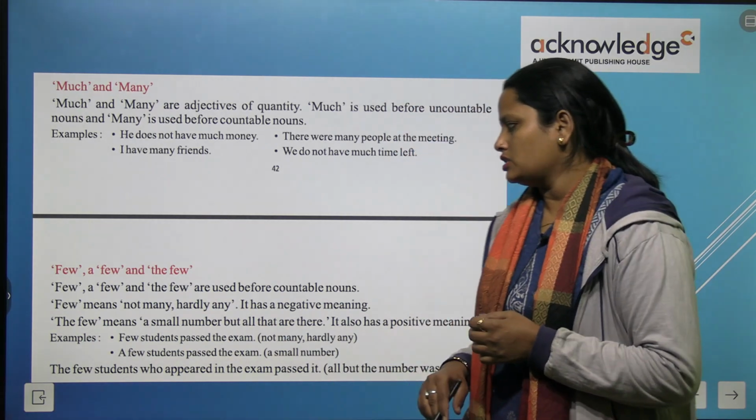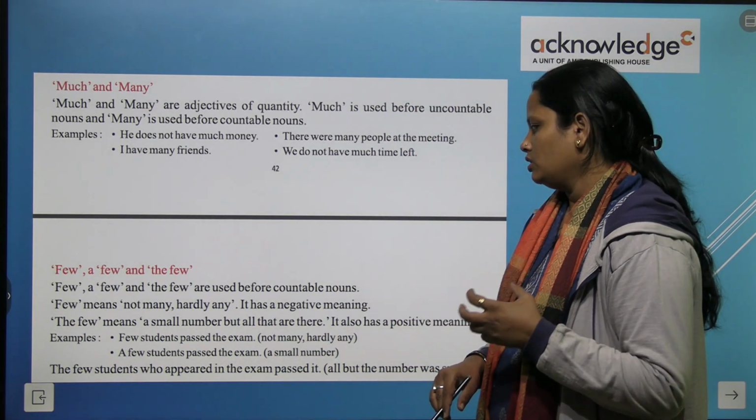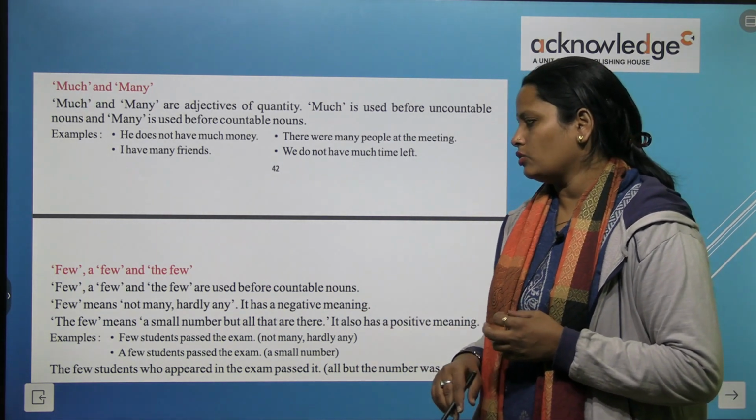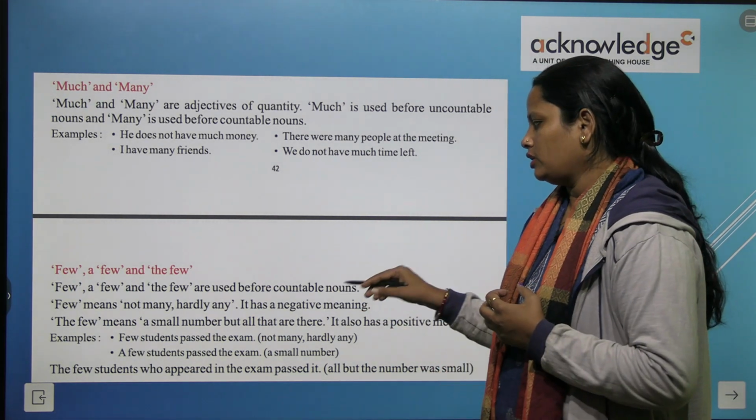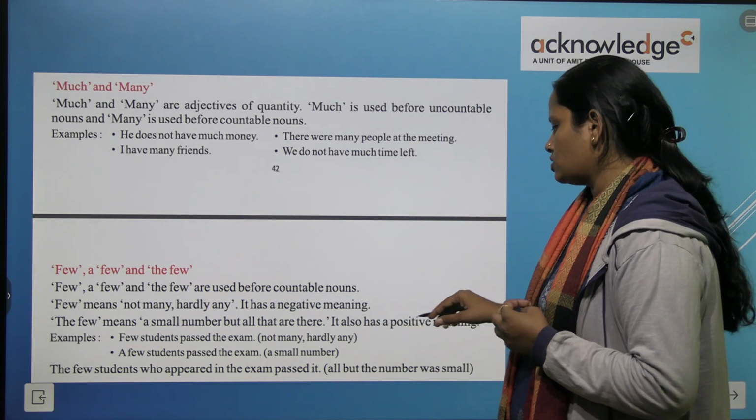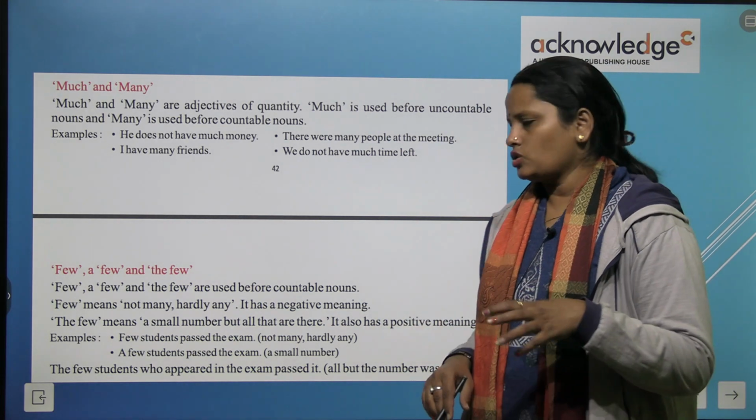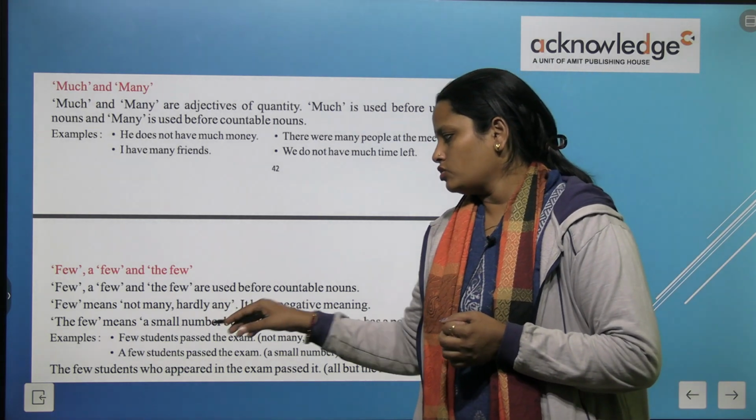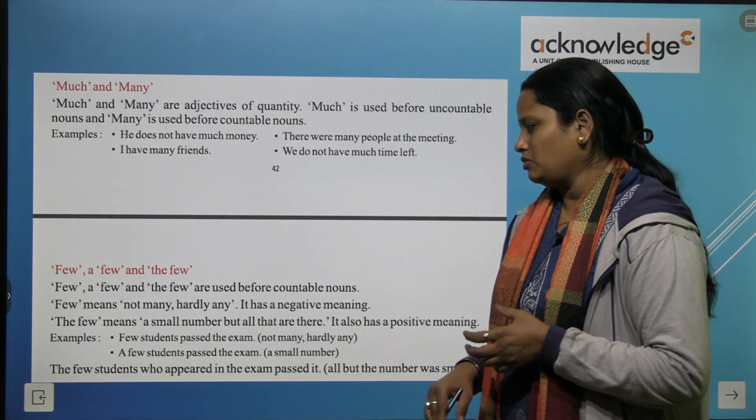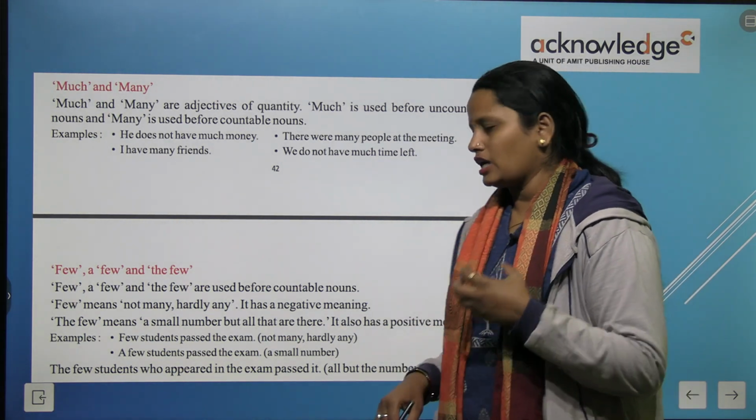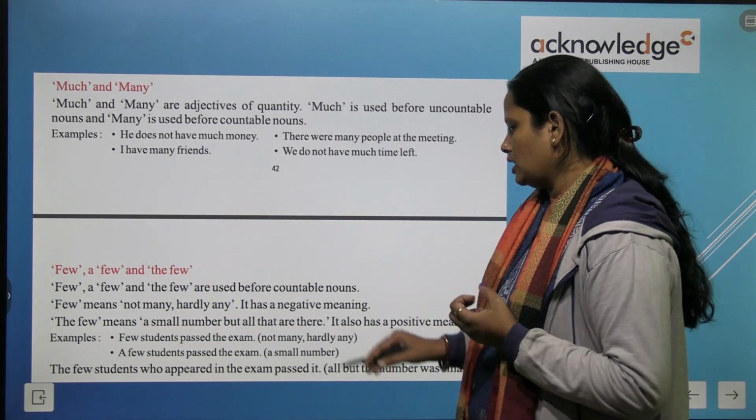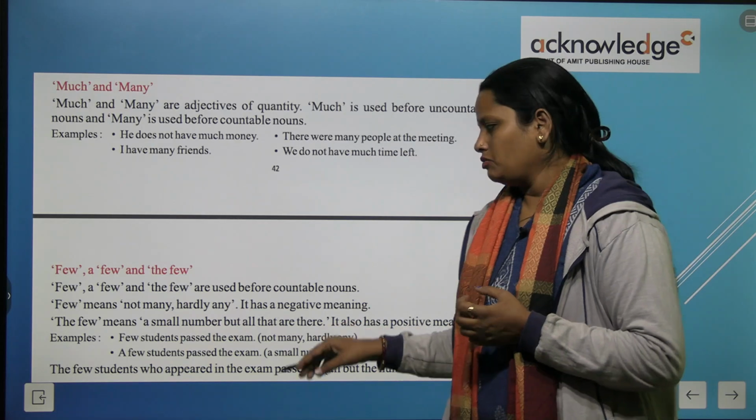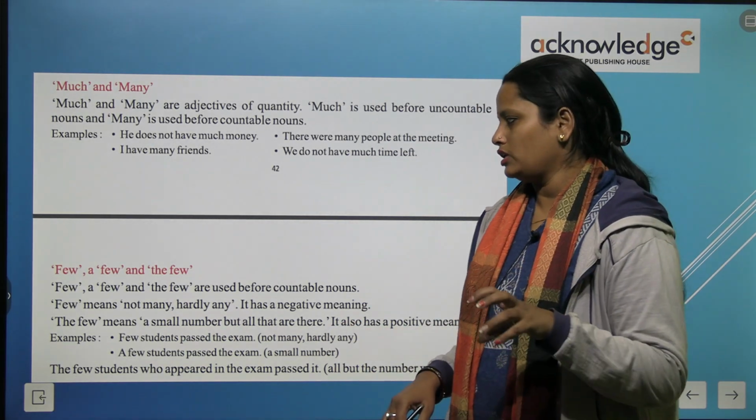The few means a small number, but all that are there. So the few का मतलब होता है थोड़ा बहुत है. But all that are there, it also has a positive meaning. So अभी यहाँ पे थोड़ा बहुत है, तो इसका मतलब ये this is giving a positive meaning. Few students pass exam, not many means बहुत कम. तो इसमें नेगेटिव एक मीनिंग निकल रहा है. A few students pass the examination means एक छोटे नंबर की यहाँ पे बात हो रही है.